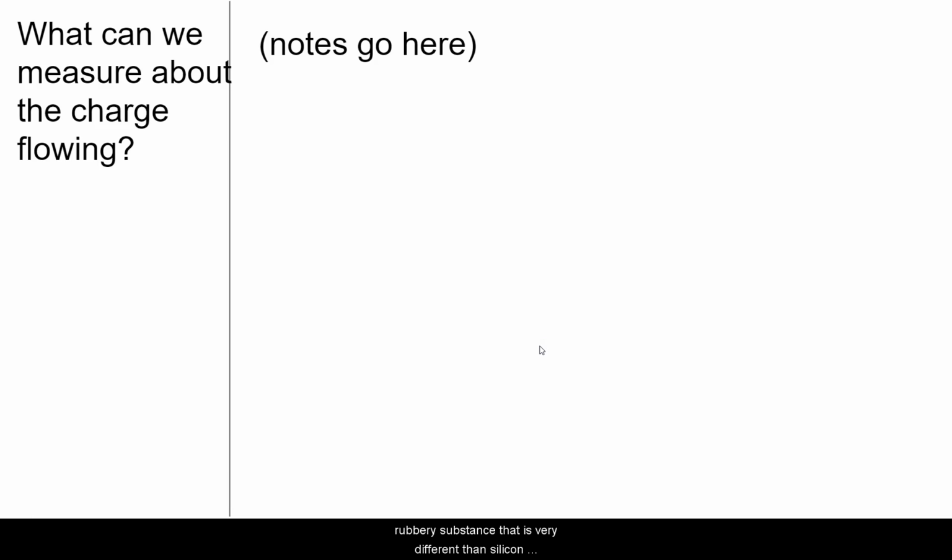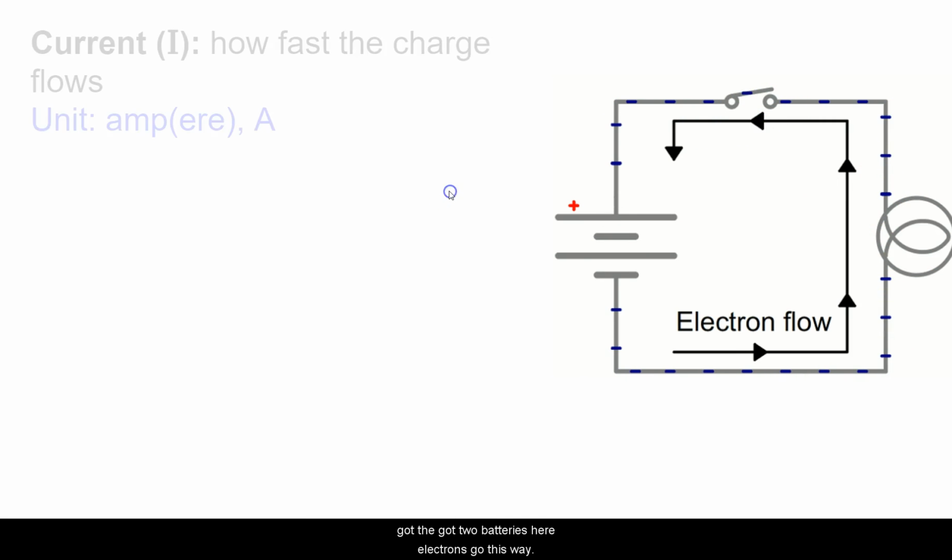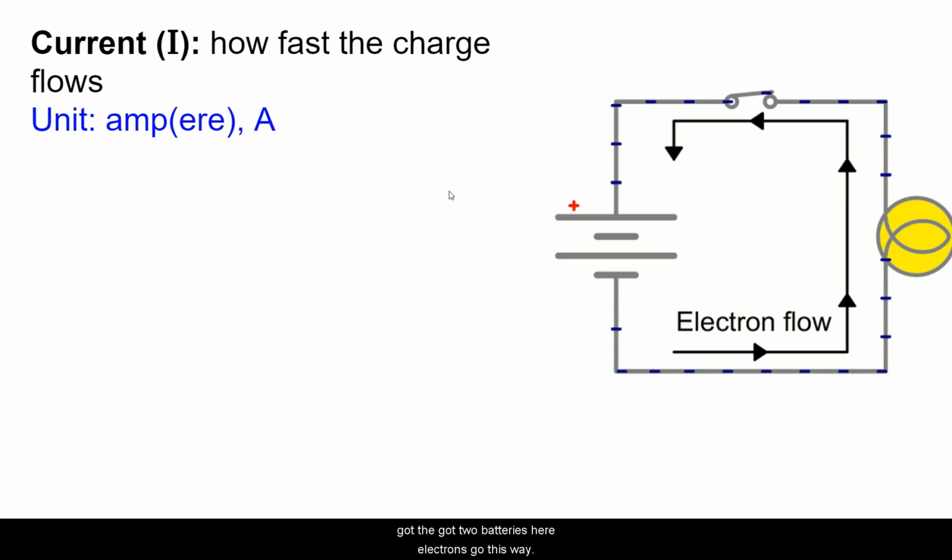So what can we measure about charge flowing? That's the next thing you're going to want to write down. Here you can see an electrical schematic. You've got two batteries here. Electrons go this way. You've got your light and a switch. You should already have this down, but this is probably the most important part of the notes so far.